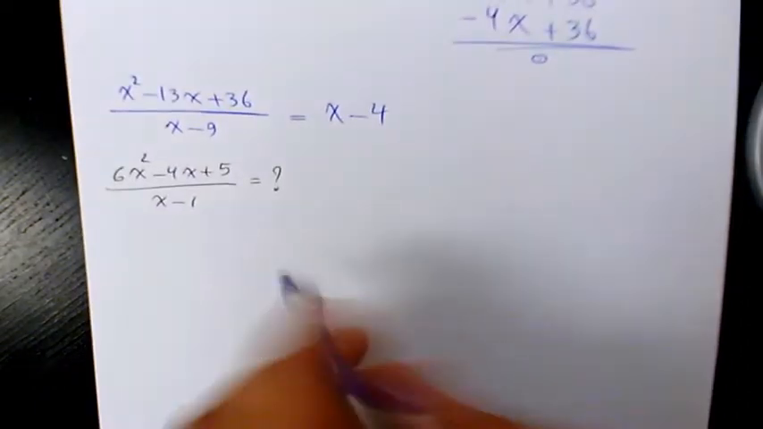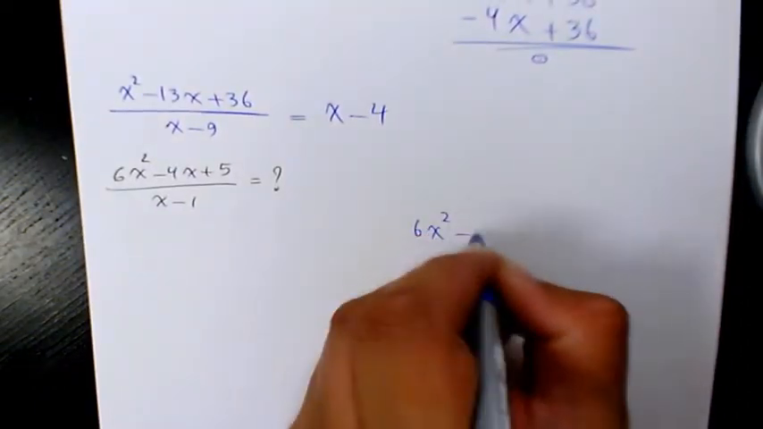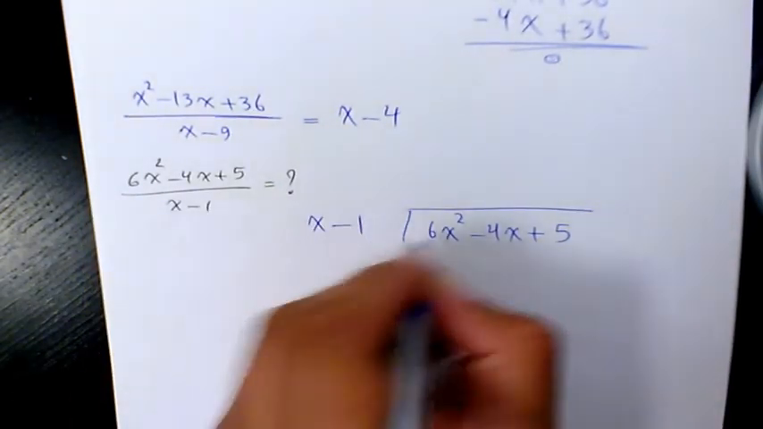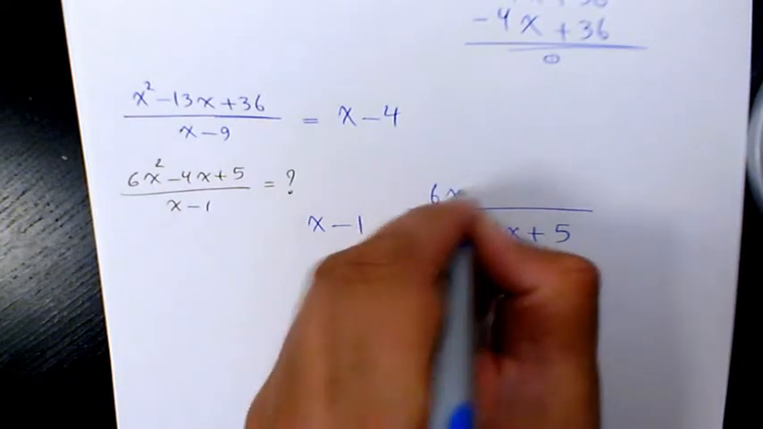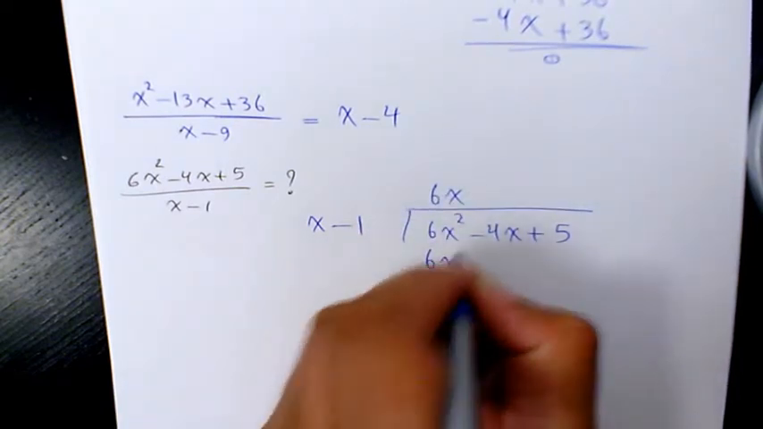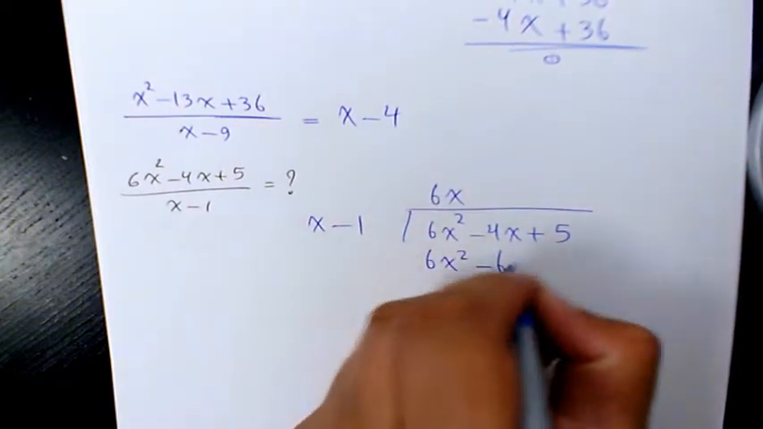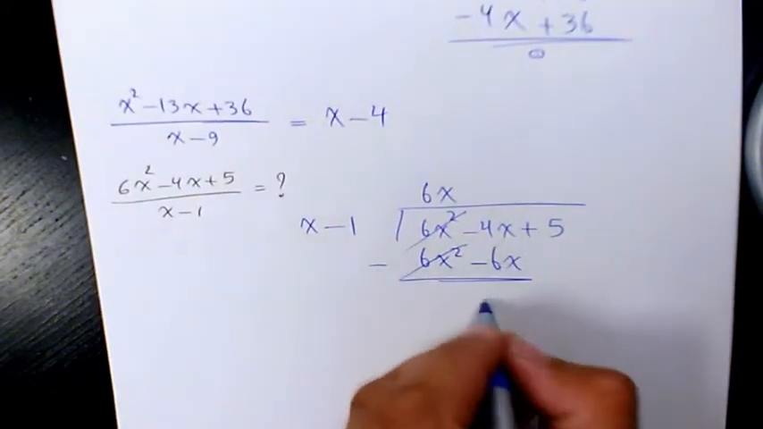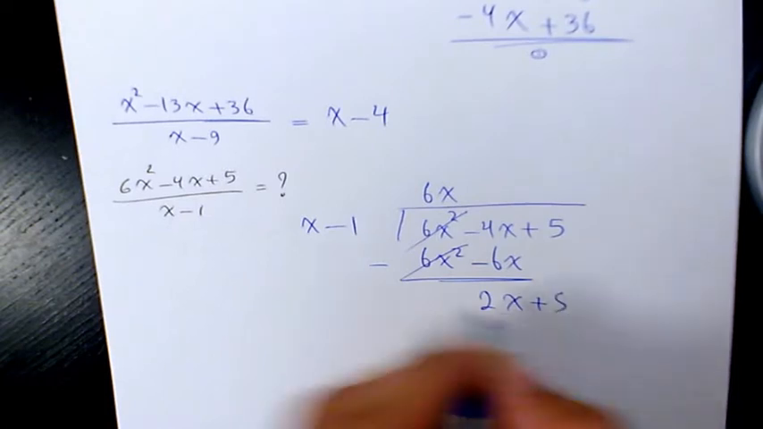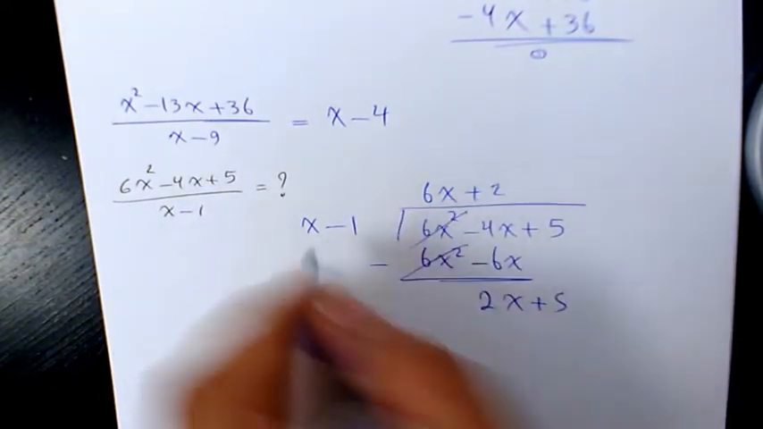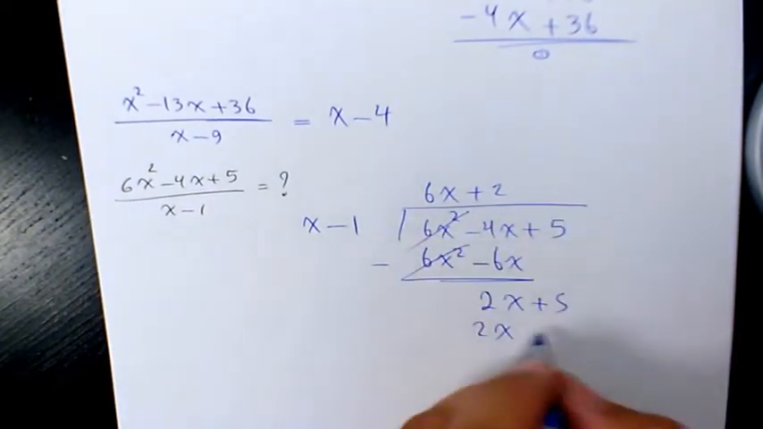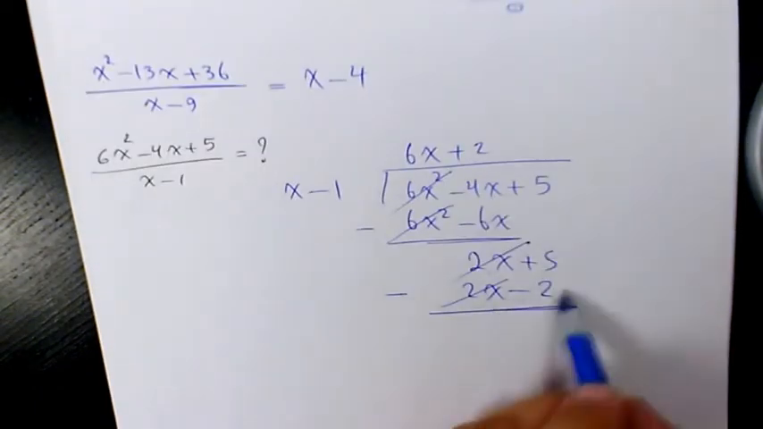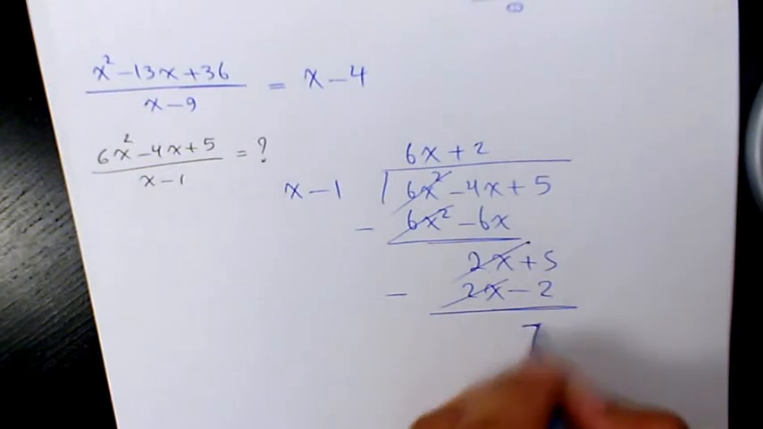Next example, 6x squared minus 4x plus 5 divided by x minus 1. 6x squared divided by x is going to be 6x. 6x times x, 6x squared. 6x times negative 1 is going to be negative 6x. These two cancel out. Negative 4x minus negative 6x is going to be 2x, plus 5. 2x divided by x is going to be 2. 2 times x is going to be 2x. 2 times negative 1 is going to be negative 2. When you subtract it, these two cancel out. 5 minus negative 2 is going to be 5 plus 2. That's going to be 7.